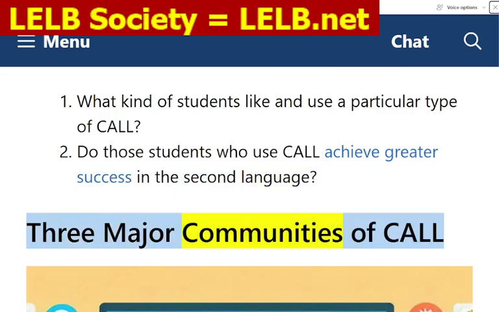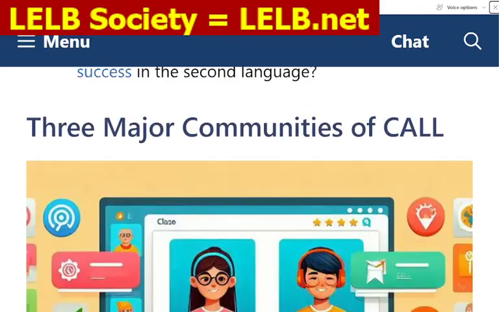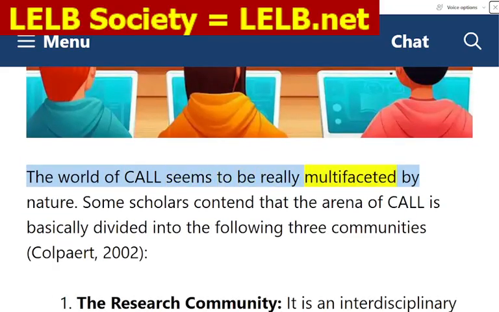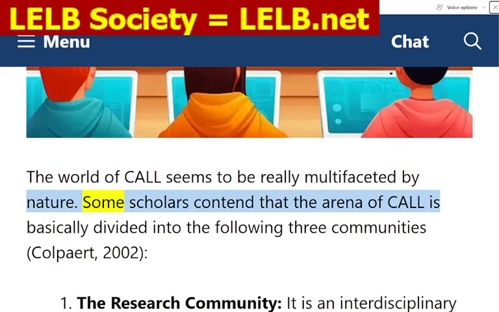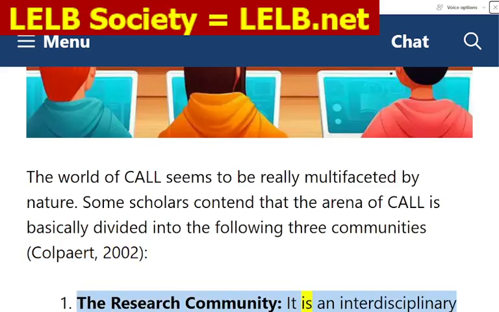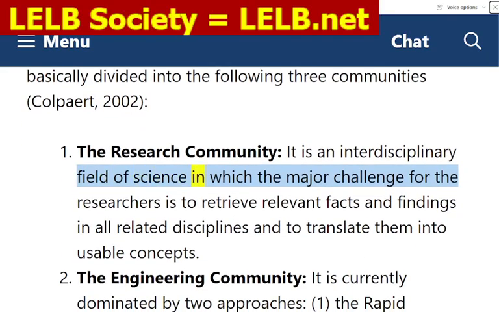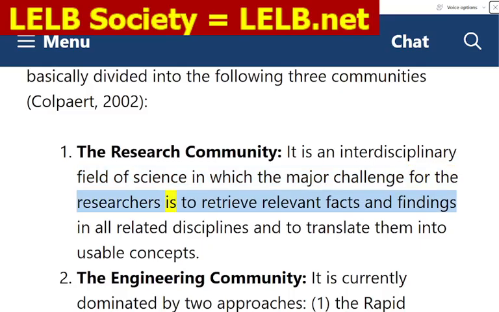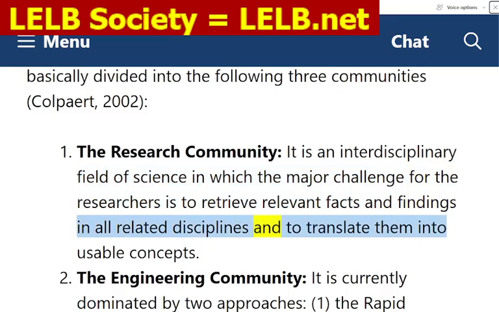3 major communities of CALL. The world of CALL seems to be really multifaceted by nature. Some scholars contend that the arena of CALL is basically divided into the following 3 communities. Colpaert, 2002. The research community. It is an interdisciplinary field of science in which the major challenge for the researchers is to retrieve relevant facts and findings in all related disciplines and to translate them into usable concepts.